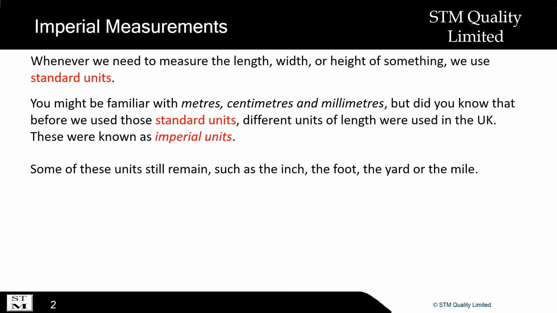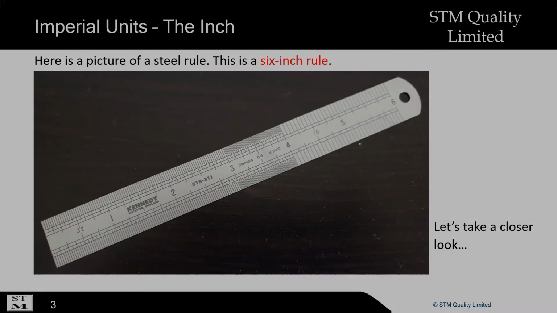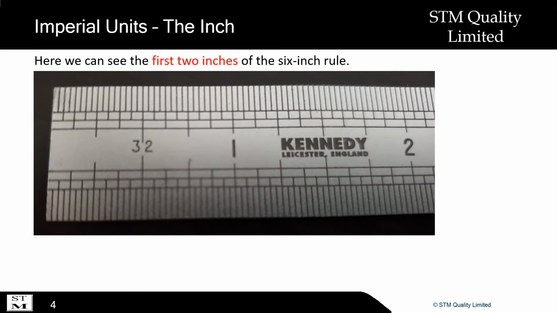Some of these units still remain, such as the inch, the foot, the yard or the mile. So let's look at some of those imperial units. Here is a picture of a steel rule. This is a 6-inch rule. Let's take a closer look. Here we can see the first 2 inches of the 6-inch rule.